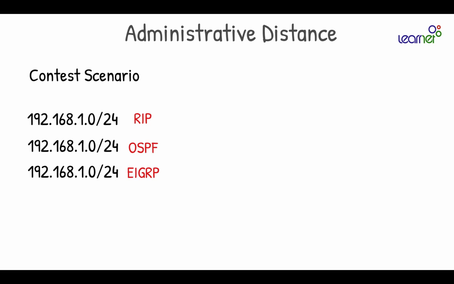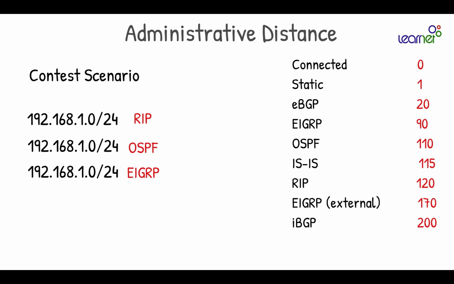This decision is not based on metrics like hop count, link cost, or state, but rather on administrative distance, which determines the trustworthiness of each source. Administrative distance is a numerical value assigned to each type of route. The lower the value, the more trustworthy the route. For instance, EIGRP has a lower administrative distance than OSPF or RIP. So in this case, the router would choose the route provided by EIGRP.